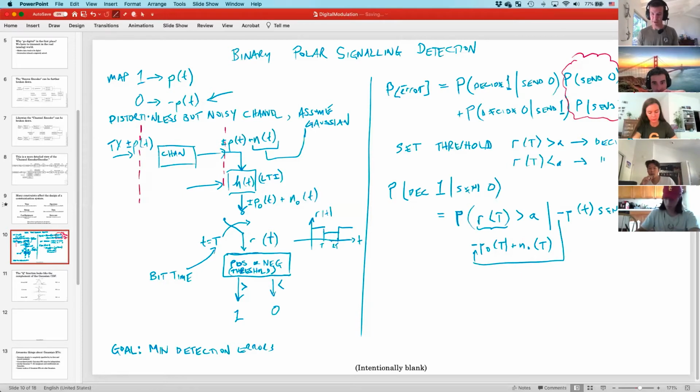I'm using my conditional information, my given information. If we condition on a 0 being sent, then the pulse that was sent was negative P, which means that the output of the filter will be negative P0. Oh, is that a P? Yep. Okay.